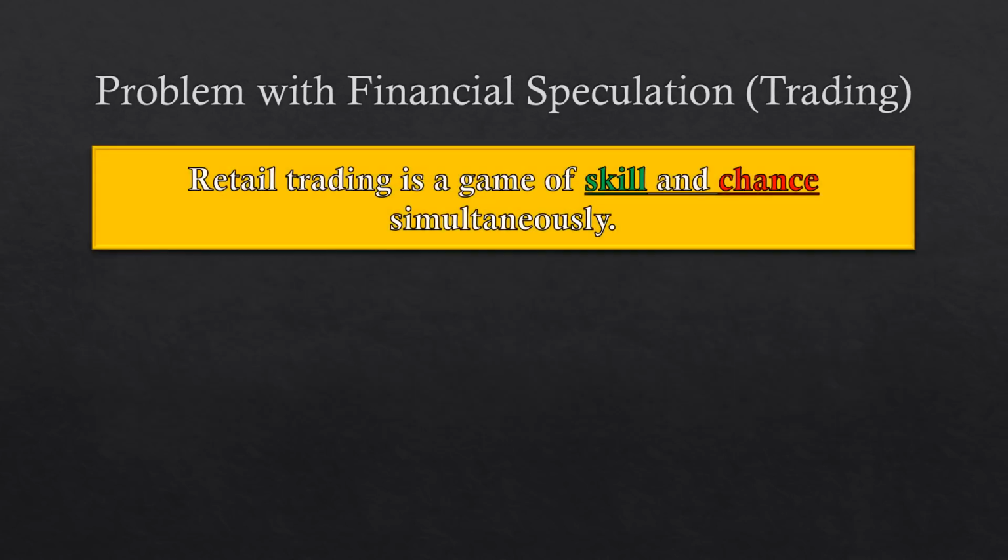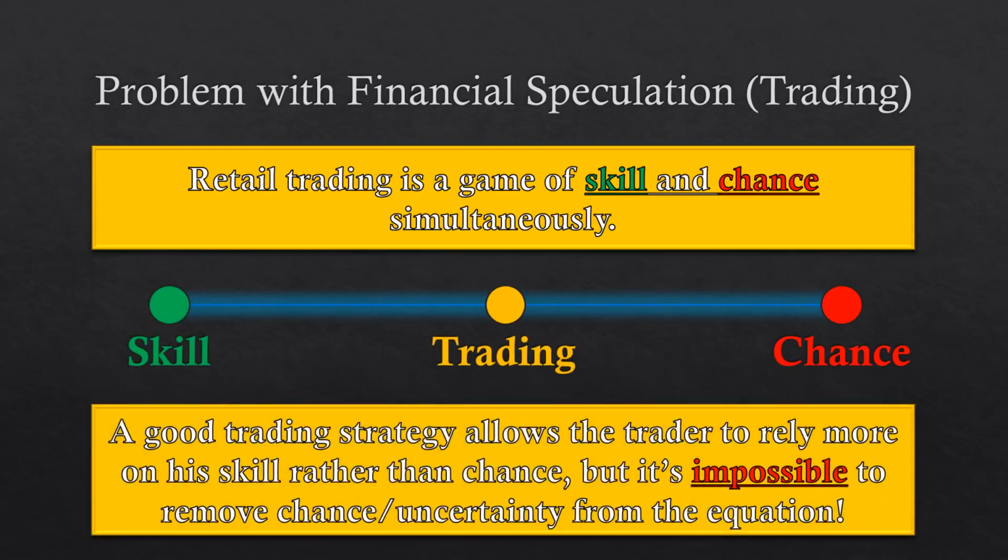A good trading strategy allows the trader to rely more on his skill rather than chance, but it's impossible to remove uncertainty from the equation due to this problem of limited information. To understand what that really means, you can think about what it would be like to speculate about the future of price if you had complete information about the intentions of buyers and sellers of the market in real time. If that was possible, you would be able to perfectly predict the future of price in the short term.